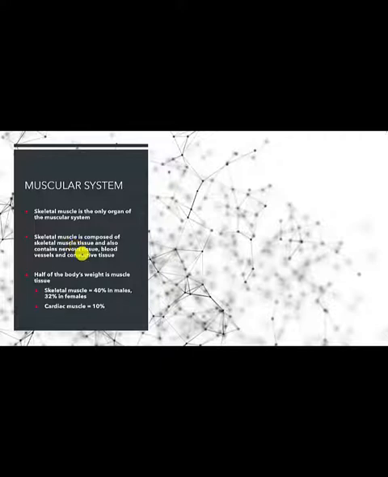It's important to understand that half of the body's weight is muscle tissue. And most importantly, it's the most metabolic tissue we have in the body. So when we have favorable changes to skeletal muscle metabolism, we're going to have true increases in performance. So that's why that conditioning component is very, very important.